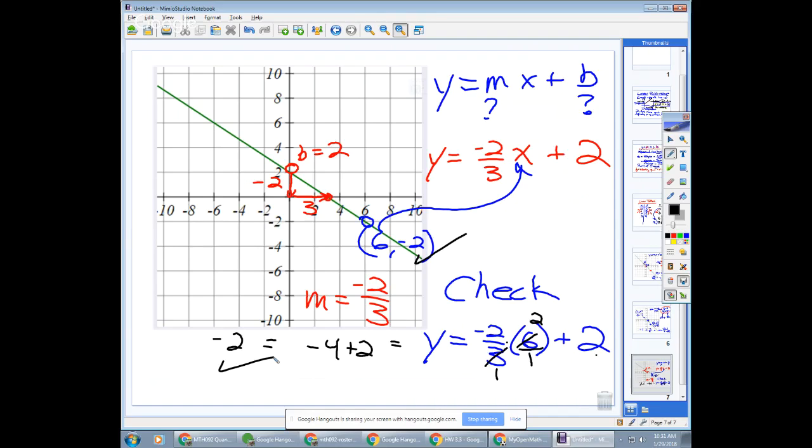So on this one, on the online homework, all they wanted me to do is state what the slope was and state what the y-intercept was. So I would have typed in the negative 2/3 for m, and I would have typed in the 2 for b on that one. So it takes a little getting used to. One more, and then we're going to move on.